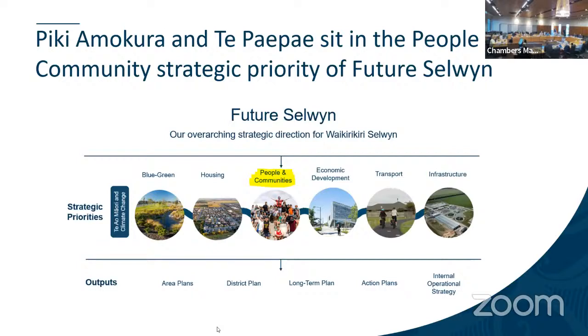Piki Amakura and Te Pai Pai are among the suite of strategies and plans that sit within the overarching umbrella of Future Sawan for the people and community priority. These two strategies align with and will deliver on Future Sawan.